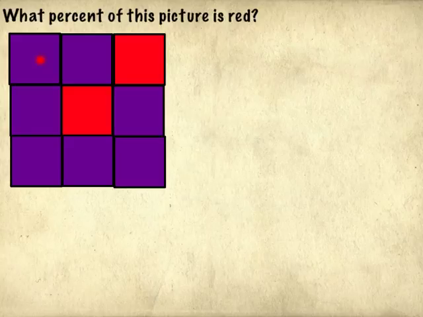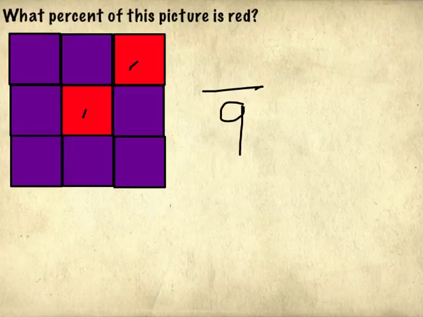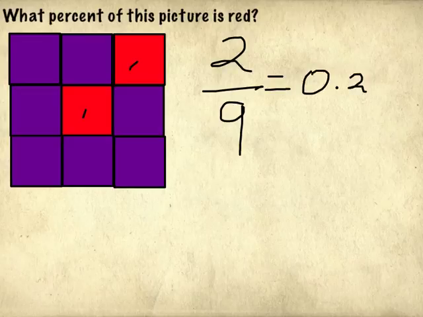This relies on me understanding that there are 1, 2, 3, 4, 5, 6, 7, 8, 9 equal parts here, and 2 of them are red. So 2/9 of this picture is red. To get my percentage, I'm going to go 2 divided by 9. And when I did that on my calculator, I got 0.22222 on and on forever and ever.